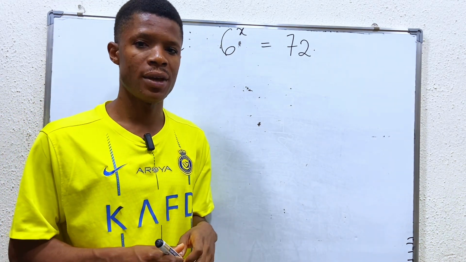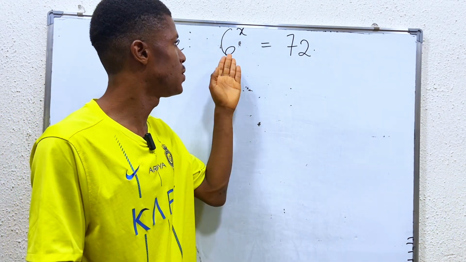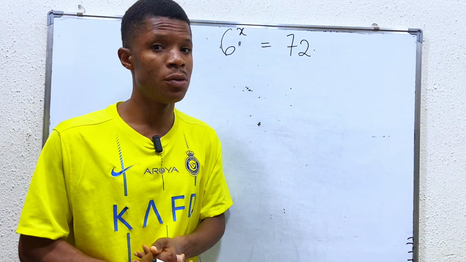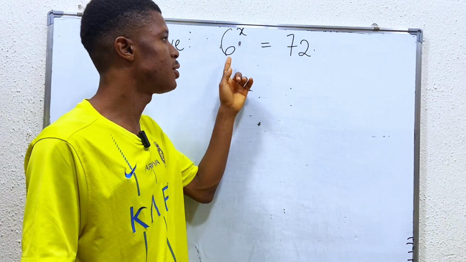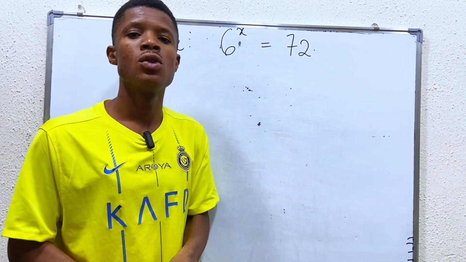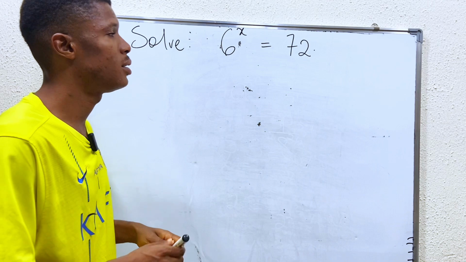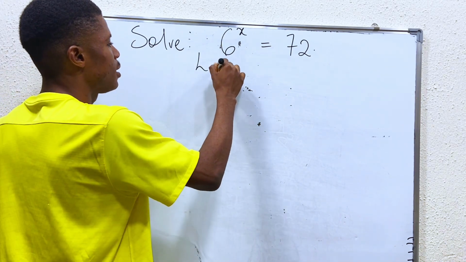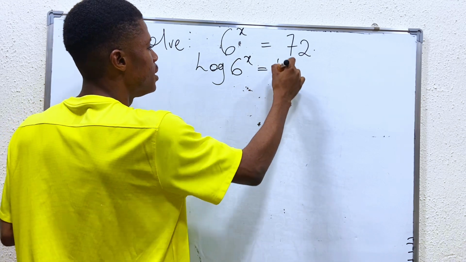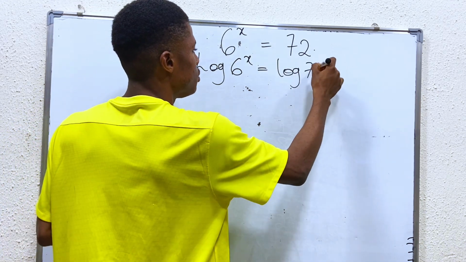To find the value of x, the first thing we have to do is check whether the left and the right hand side can be expressed in a common base. You see, 6 cannot be expressed in base 72 or vice versa. So all we have to do is take the logarithm of both sides. If I take log of 6^x, that will give me log of 72.